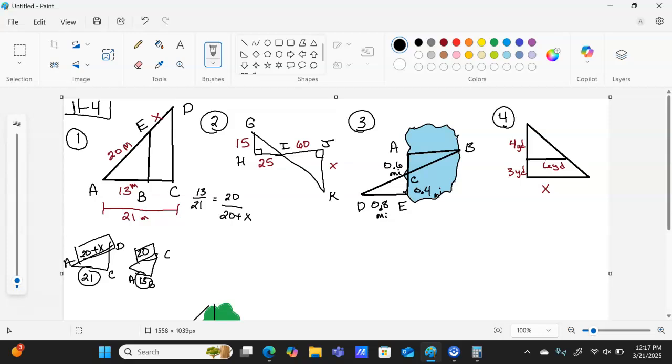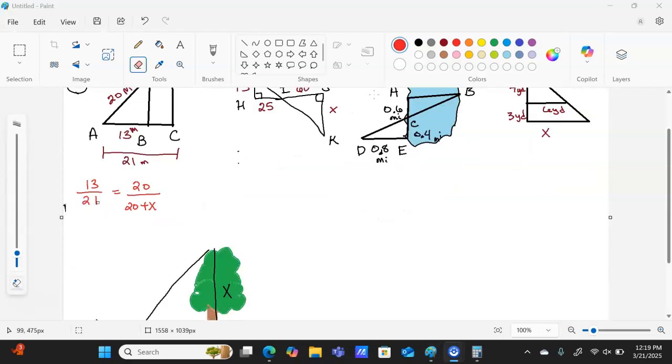Let me clear some space. And again, let me show you that. This is to this as that is to that. So we made a proportion. You'll notice both my 13 and 20 came from the same triangle. The 21 and 20 plus X came from the same triangle. So here's my ratio or my proportion, and I am going to cross multiply.